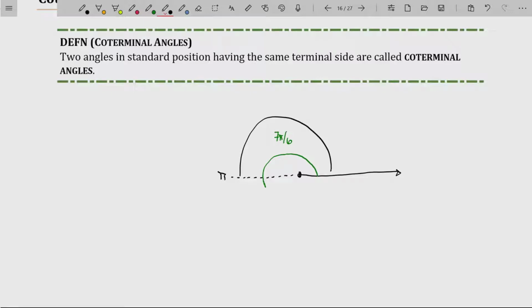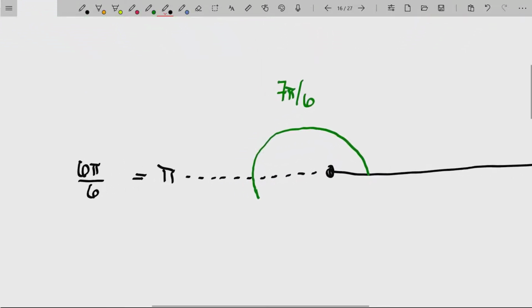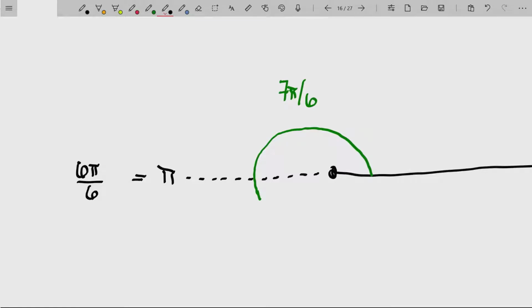Pi is the same thing as 6 pi over 6. And we want to go to 7 of those pi over 6s. So we are just a little bit further than 6 pi over 6. We're 1 pi over 6 beyond that. And by the way, we had already shown in the previous video that pi over 6 is the same thing as 30 degrees. So we happen to be 30 degrees beyond 180 degrees. So here we are, at that angle right there. So that angle is 7 pi over 6.